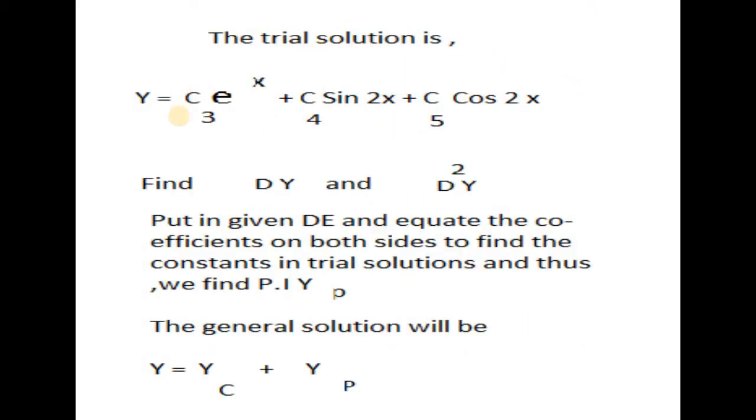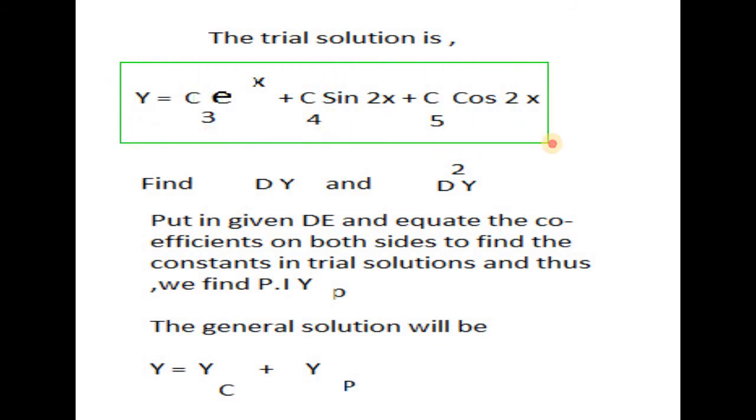This is our trial solution. On account of sine, we have included both sine and cos in our trial solution. On account of e power x, we have used c3 e power x. Here we have used c3, c4, c5 because c1, c2 have already been used in yc. Now this is our trial solution, and further we find the first derivative and second derivative of this equation.